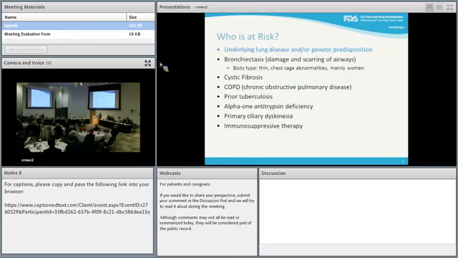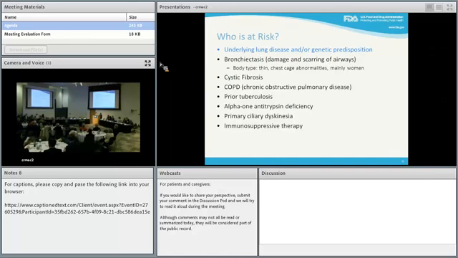Who is at risk for this infection? It's generally people who have underlying lung disease and/or a genetic predisposition. By and large, the major group in the United States tends to be patients with bronchiectasis, which is a condition where there is damage and scarring of the airways. And in that group falls a category of patients with a very specific body type. These tend to be mainly slender women.